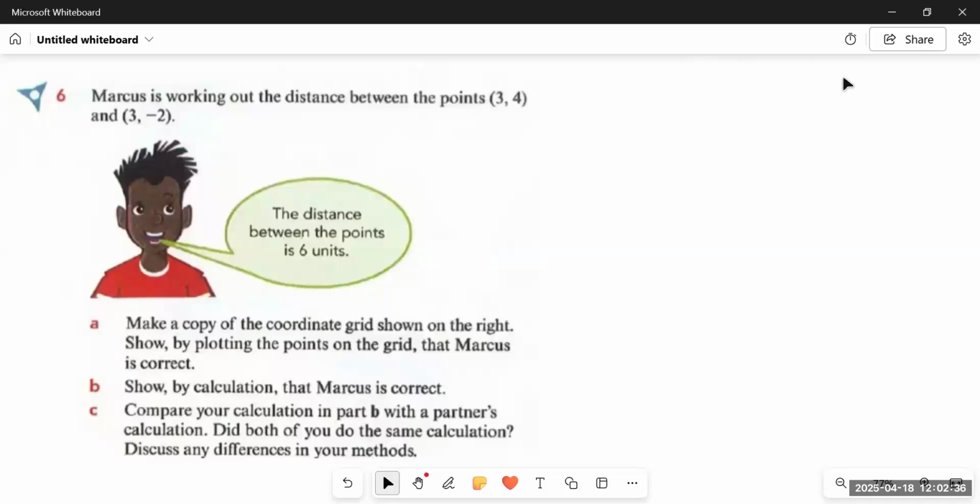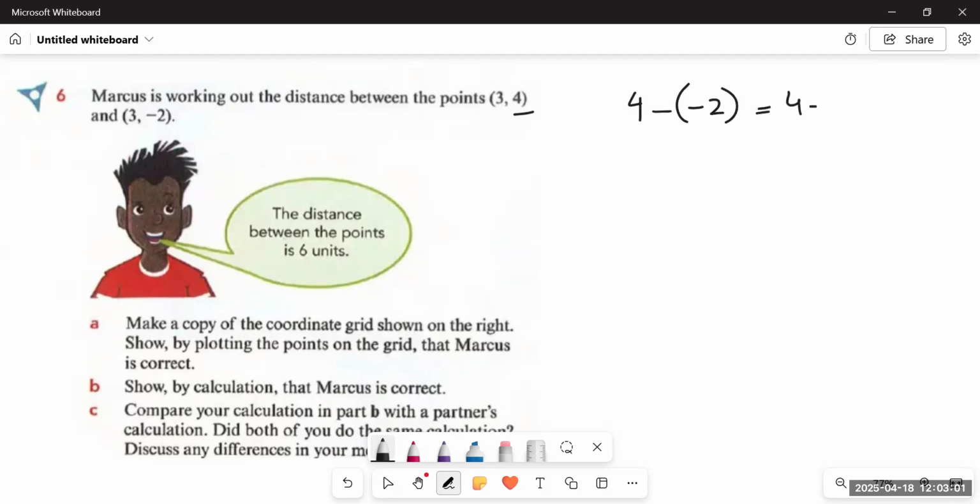Now let's move to question number 6, which says Marcus is working out the distance between the points 3, 4 and 3, minus 2. So what would be the distance between these 2 points, since one of the y coordinate is positive and the other one is negative? So always remember, we have to follow the integers rules for finding these answers. So we will take 4 for the first y coordinate and minus 2 for the second one, and we will subtract them. So it would be like 4 plus 2 is equals to 6 units. It means the distance between these 2 points would be 6 units, and I'll show you how.